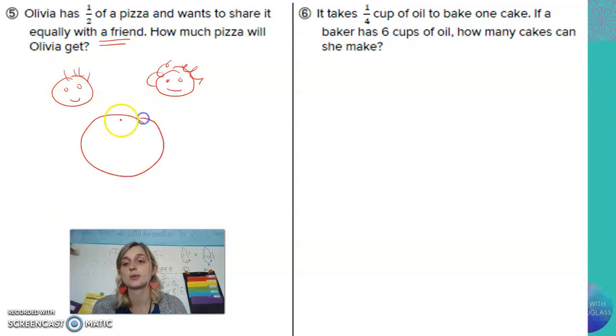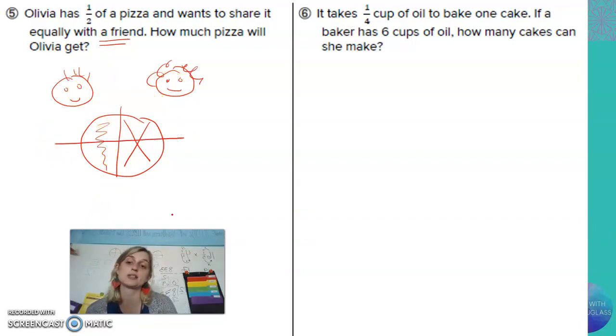If they start with half a pizza, this part is already gone. They have this pizza, and they're sharing it between the 2 of them. That means we're going to cut it in 2 pieces. How much does each person get? Don't forget your units are of a pizza. Pizza.